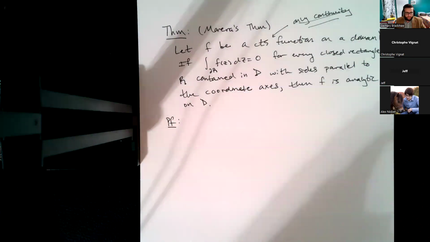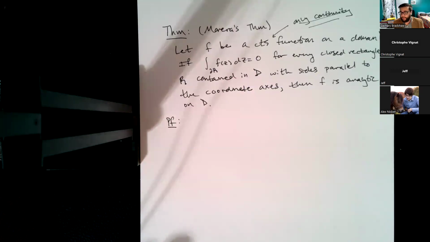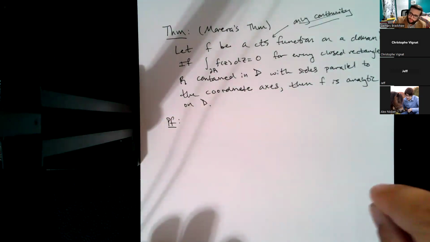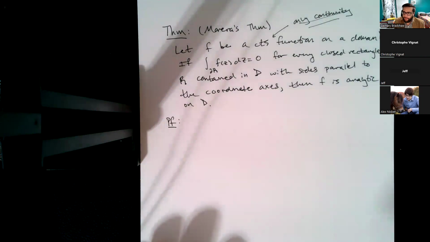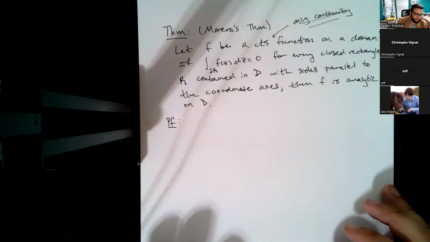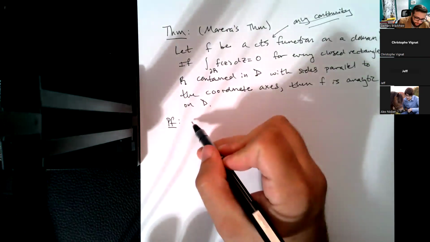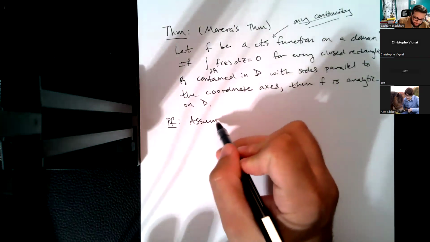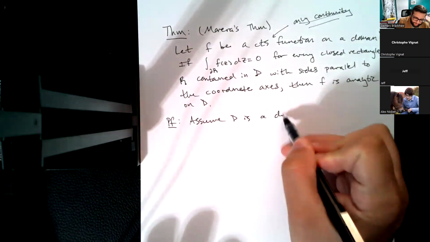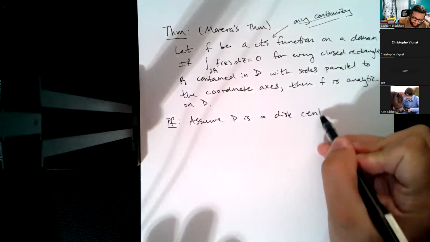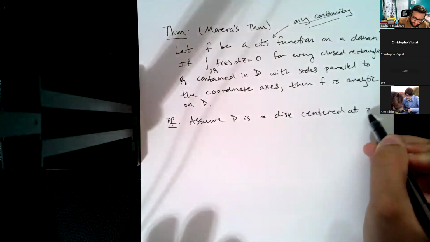So we're going to assume that D is a disk centered at z0. And we can do that because domains are nice enough that we can always break it up into overlapping disks, and then apply the theorem to one disk, and then move on to the next disk, and so on. So we might as well just assume that D is a disk centered at z0.